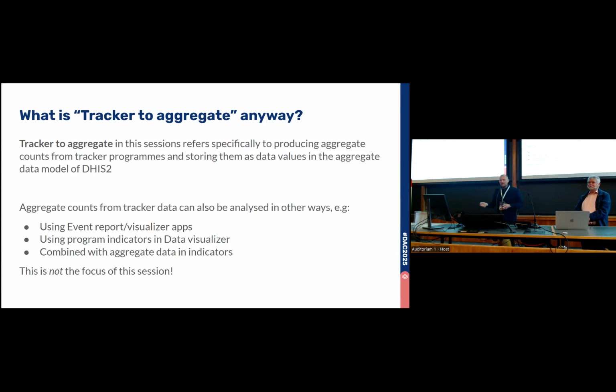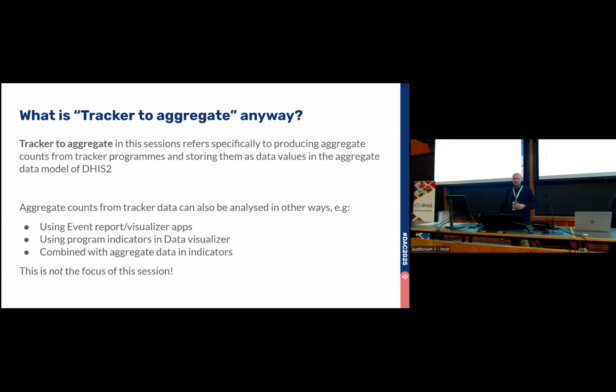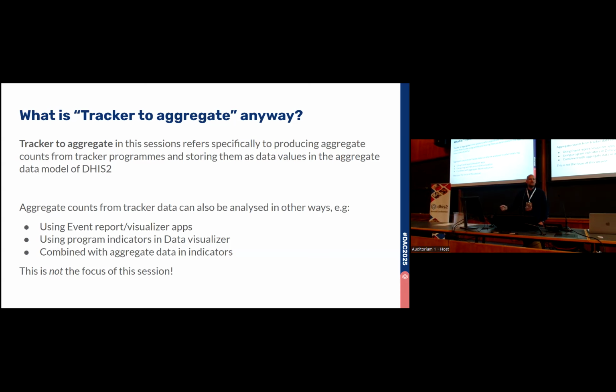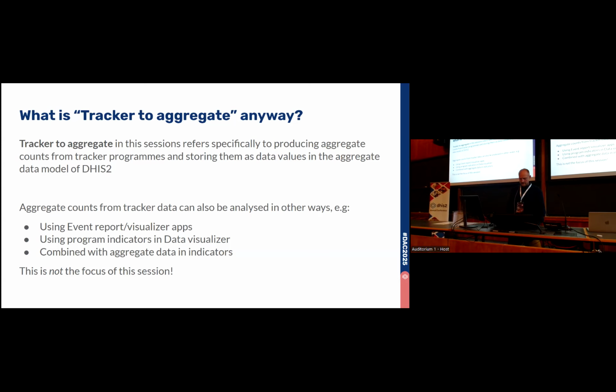There are other ways you can look at the aggregate counts from tracker in DHIS2. You can use the report and event visualizer apps. You can use your program indicators directly in the data visualizer. You can combine tracker and aggregate data and indicators, etc. But that's not what we're talking about here. We're focusing specifically on taking tracker data, aggregating it, and saving that data as aggregate data values in the aggregate data model of DHIS2.